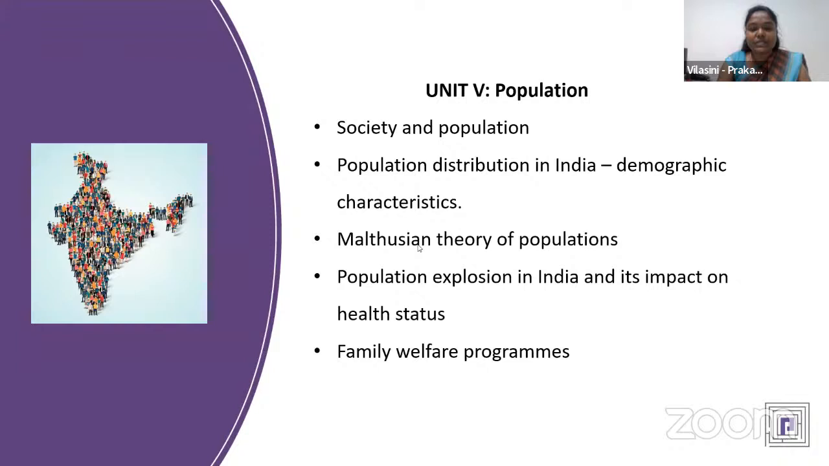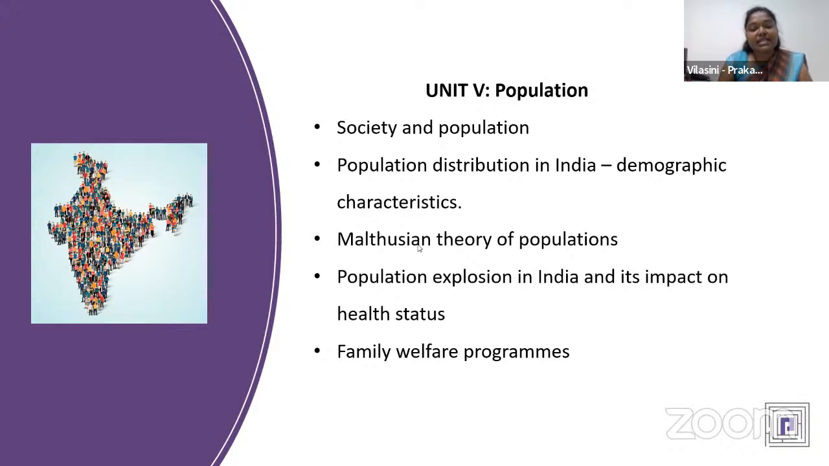Then moving on to the next unit, population. As we have discussed, society is a small or large group of people present in a geographical area. Then coming to the population. Population is the total number of people living in a particular area at a particular time. Population is defined as the total number of people present in a particular area at a particular time. So, this is how you can define population.